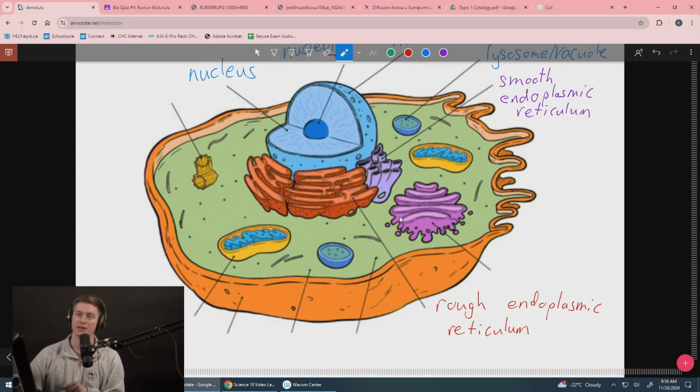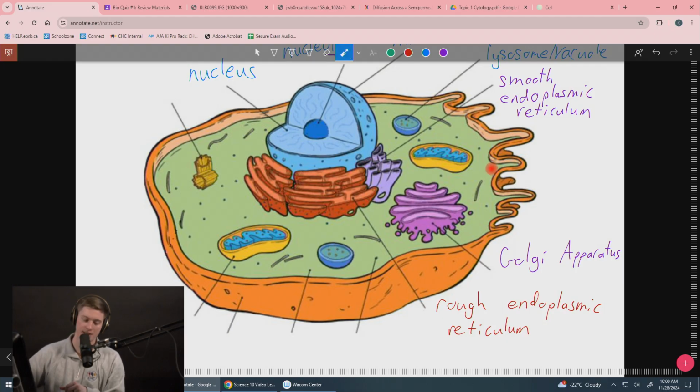Between these two and the labels here, we've got this purple stack of pancakes. This is called the Golgi apparatus. You might see it called the Golgi body, but Golgi apparatus also works here.